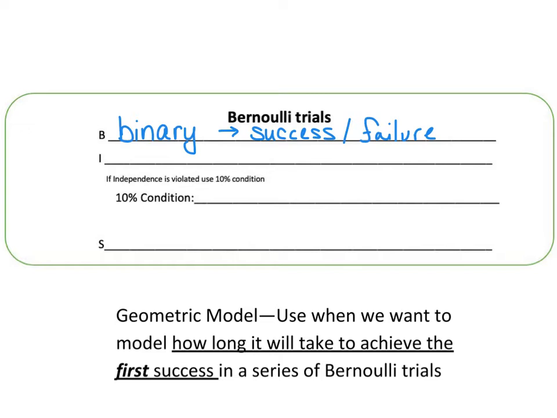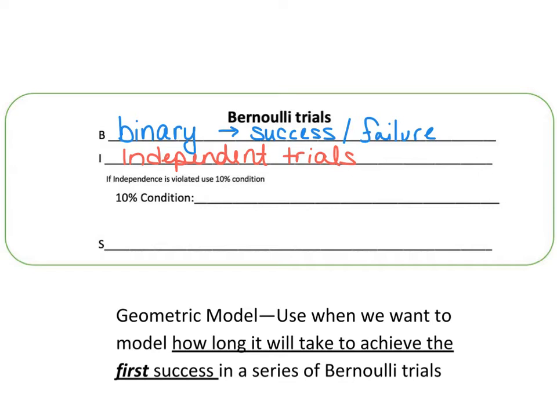So flipping a coin is a Bernoulli trial. Rolling a die can be considered Bernoulli. You could say, what's the probability of getting a 5 or 6? Well, that would be 2 out of 6 would be a success, and then a failure would be 4 out of 6. The next is I for independent trials.